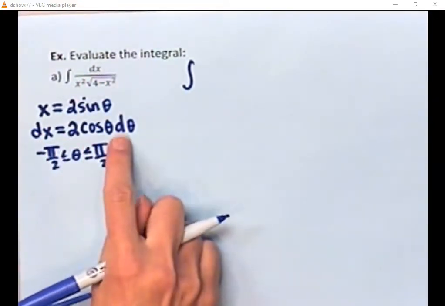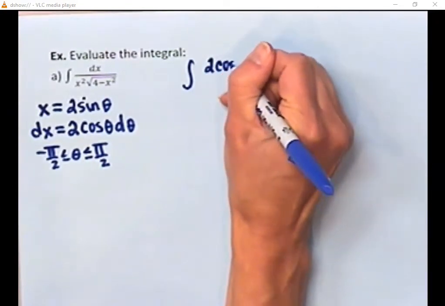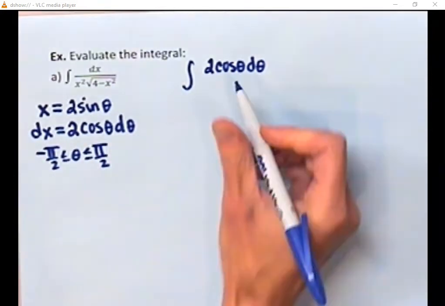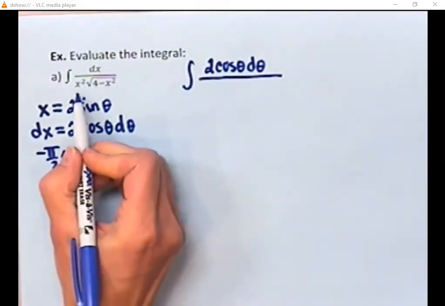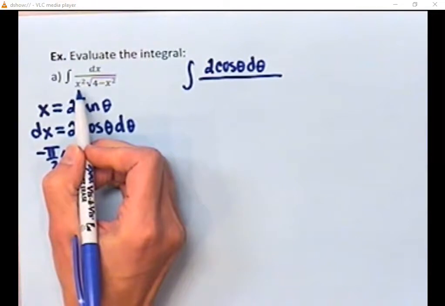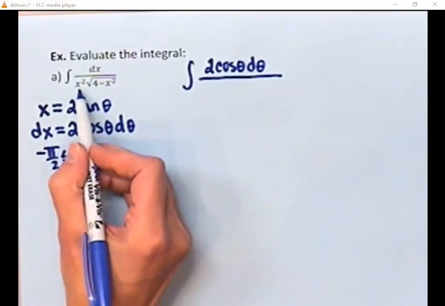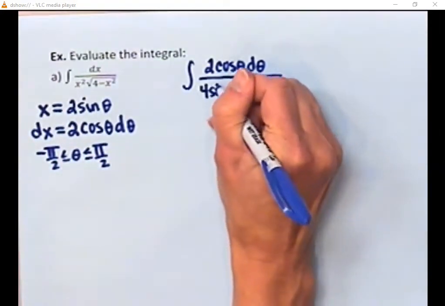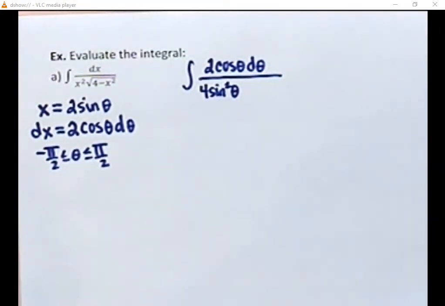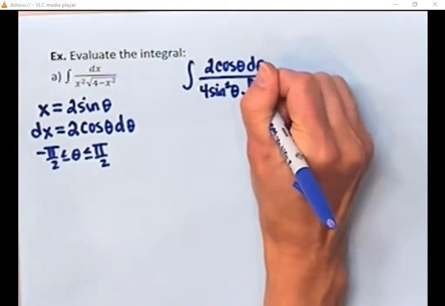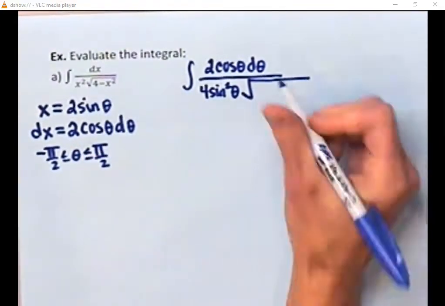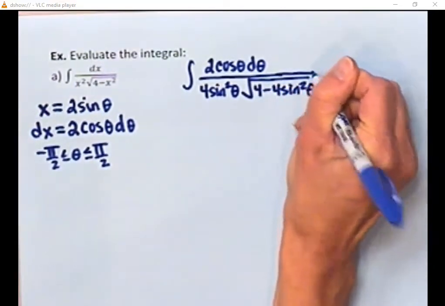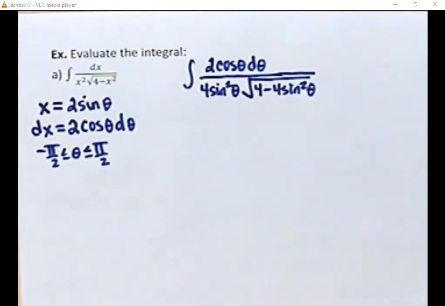So the dx on the top is replaced with 2 cosine theta d theta. Remember to replace the dx with whatever it is. Now notice down here I have an additional x squared. So whatever the x is, I'll square that and replace the x with that. If I square this, I should have a 4 sine squared theta right out front. And then under this square root, I will have 4 minus 4 sine squared theta. So everything gets replaced. That's all thetas.